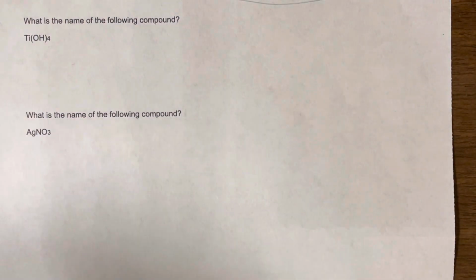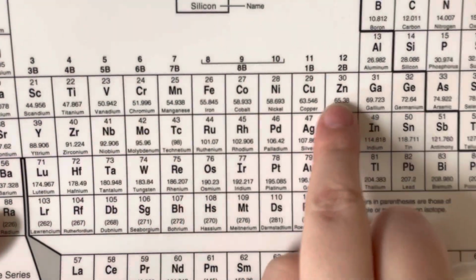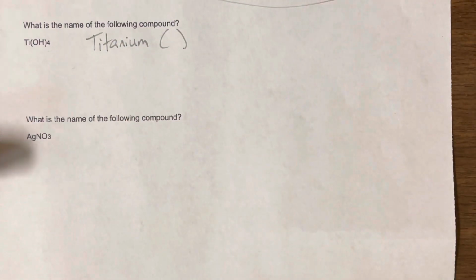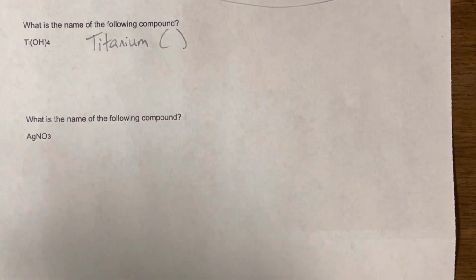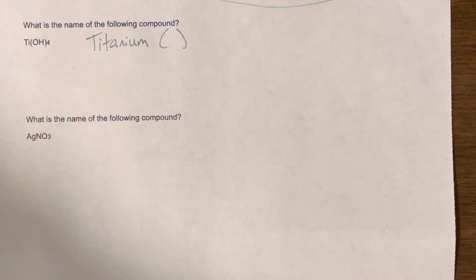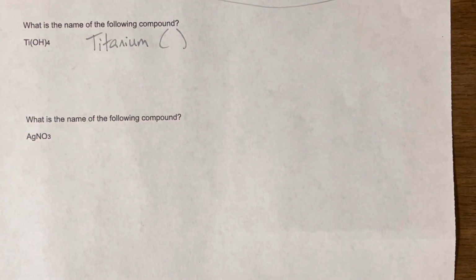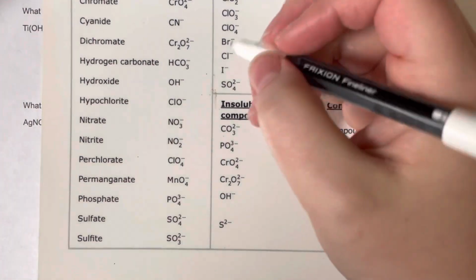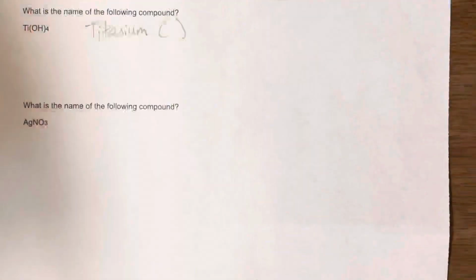What is the name of the following compound? Ti(OH)4. So first I'm going to identify my cation. My cation is Ti, which is titanium, which is in that transition metal block, and it is not part of the exceptions. So that does mean that I need the oxidation state. And I'll remind myself of that by giving myself a set of parentheses. And then identifying my anion, which is OH, that is multiple elements, so that means it's a polyatomic ion. So I'm going to look on the inside of my periodic table to find OH, and that is hydroxide.